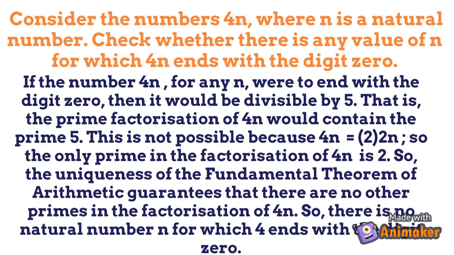If the number 4^n for any natural number n were to end with the digit 0, then it would be divisible by 5, right? It should be divisible by 5, then only will it end in 0. So if we do the factorization of 4^n, is there the prime number 5? No, that is not possible, because if we do the factorization of 4^n, we will get 2 only. That means 2 is the only prime number we will get in 4^n. So the uniqueness in the fundamental theorem of arithmetic guarantees that there are no other primes in the factorization of 4^n. So there is no natural number n for which 4^n ends with the digit 0.